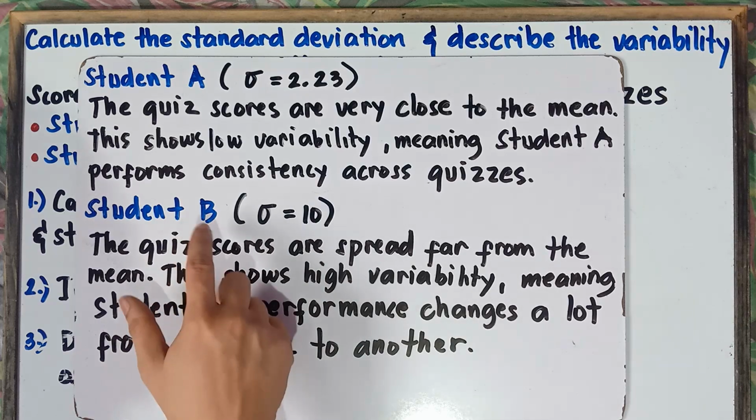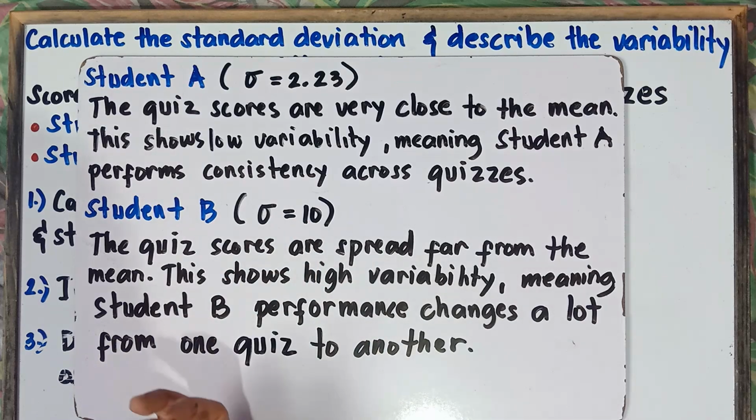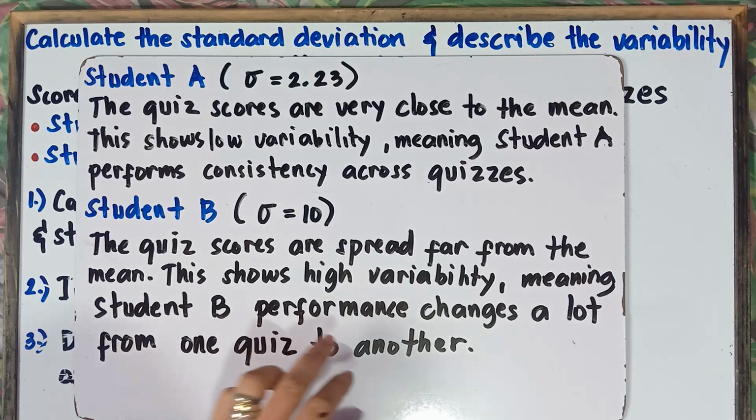And then for student B, the population standard deviation is equal to 10. So meaning the quiz scores are spread out far from the mean. This shows high variability, meaning student B's performance changes a lot from one quiz to another. So that would be our interpretation, class. We explained that a while ago, and this will be our interpretation for student A and student B based on their answer for the population standard deviation and for the mean.